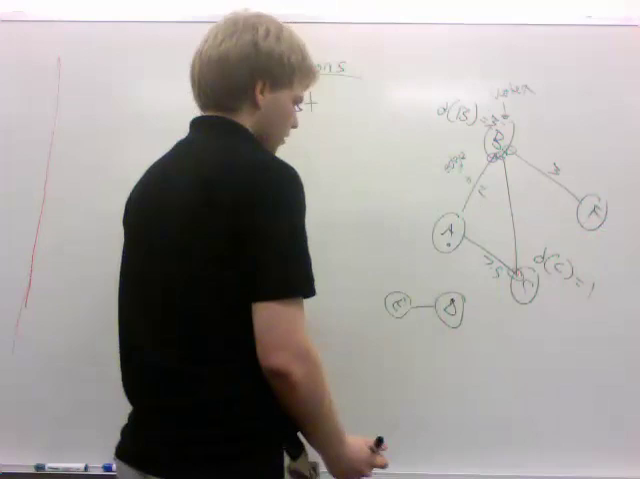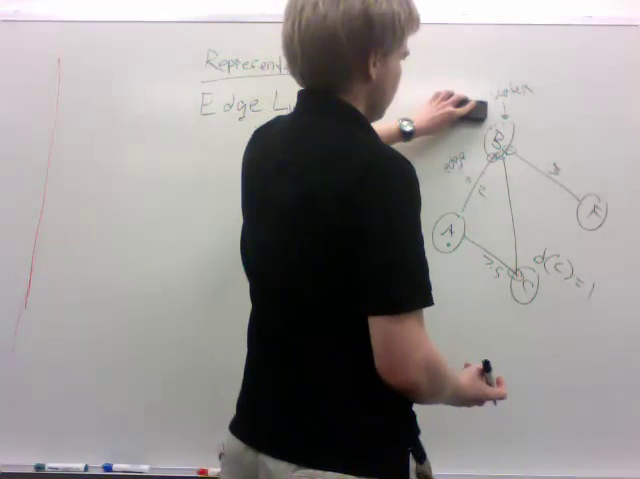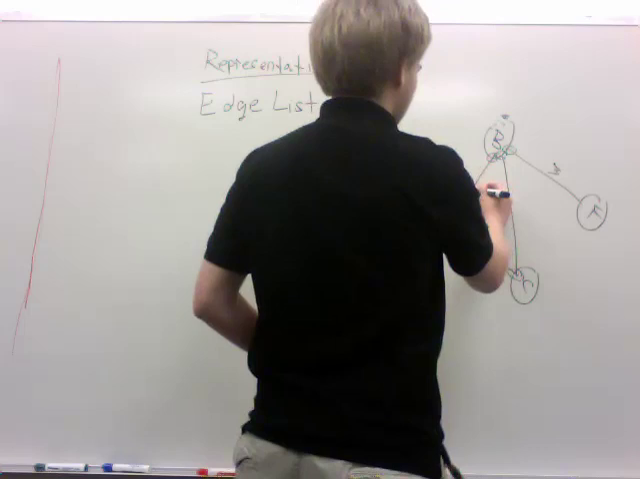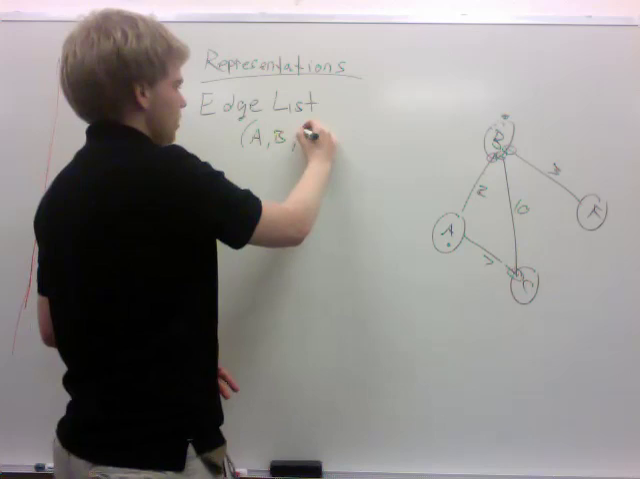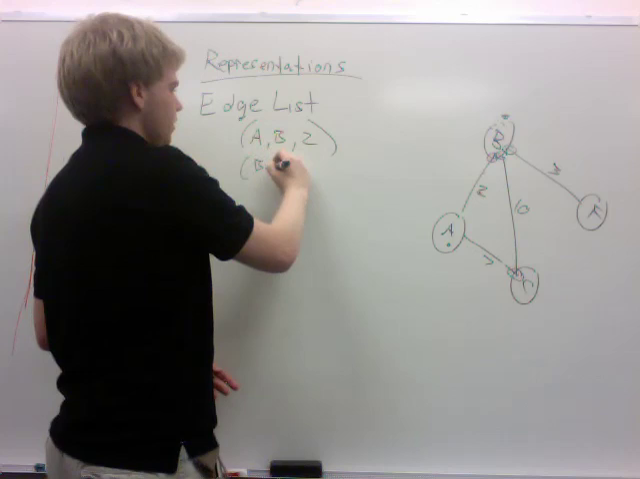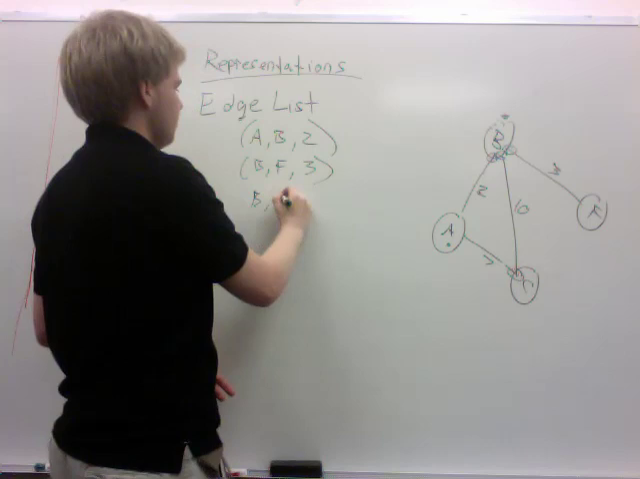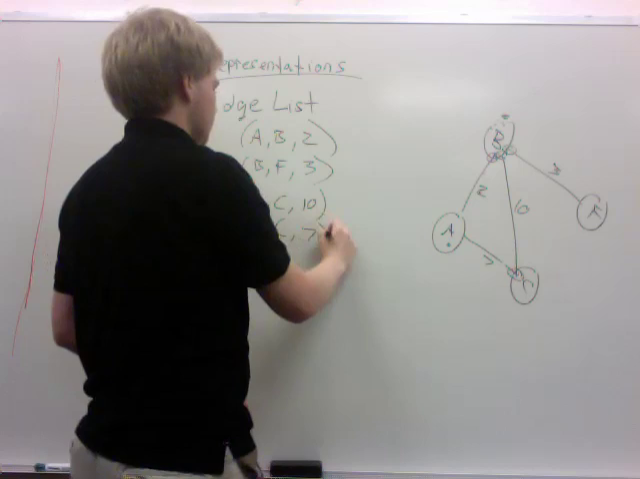now let's get rid of some of this stuff. So if I have weight 2, maybe weight 10. So for this particular graph, the edge list would be like A, B, and it would be weight 2. So that's the edge from A to B, weight 2. B to F, weight 3. B to C, weight 10. And A to C, weight 7. So it's just an edge list.